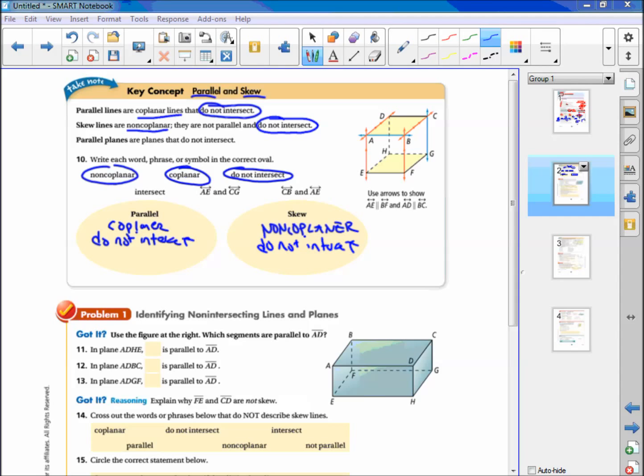Okay, because that's in both definitions. They never intersect. Intersect's going to go on neither one. The whole point of parallel and skew lines is that they do not intersect. And then the next one, I think it's a little bit tricky.